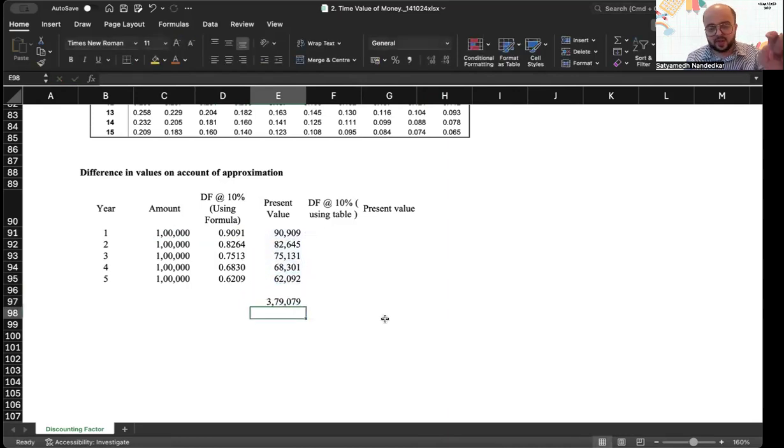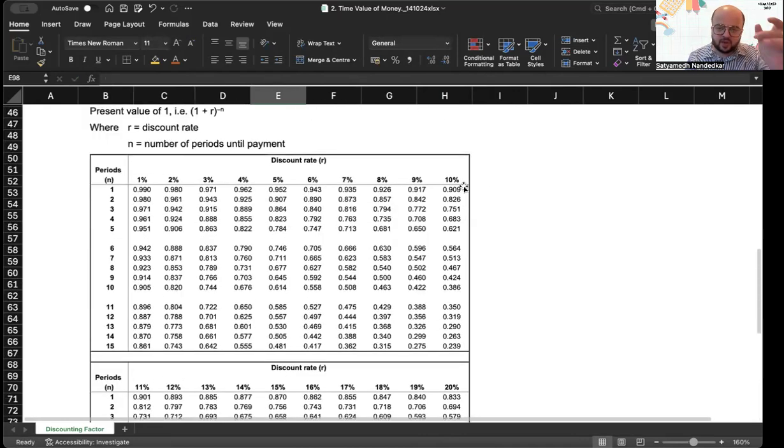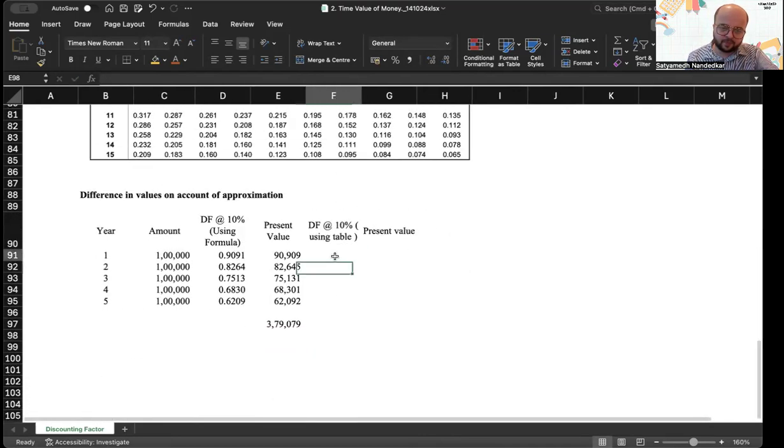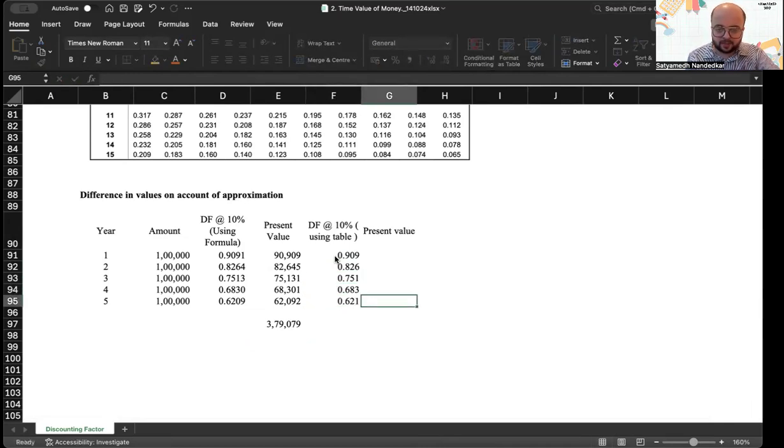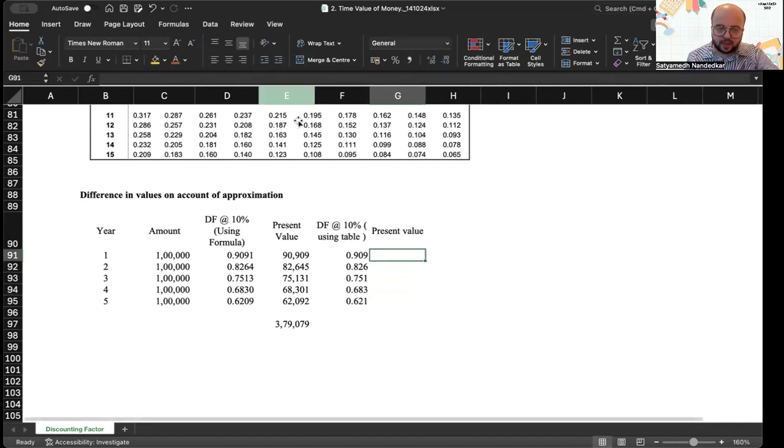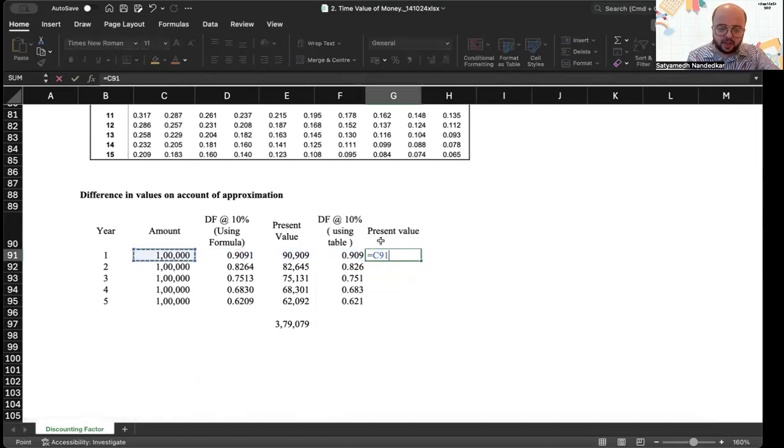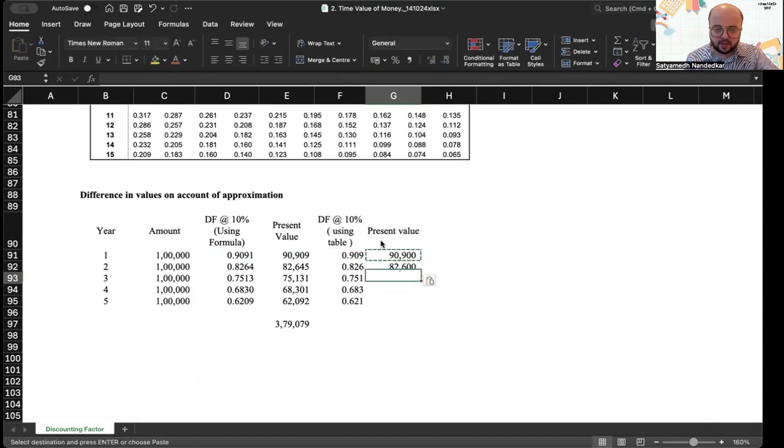If I use the discounting factor table, I will use 0.909, 0.826, 0.751, 0.683, and 0.621. Now, if I want to arrive at my present value, what should I do? Pay attention. I'm again going to multiply this 1 lakh with 0.909.